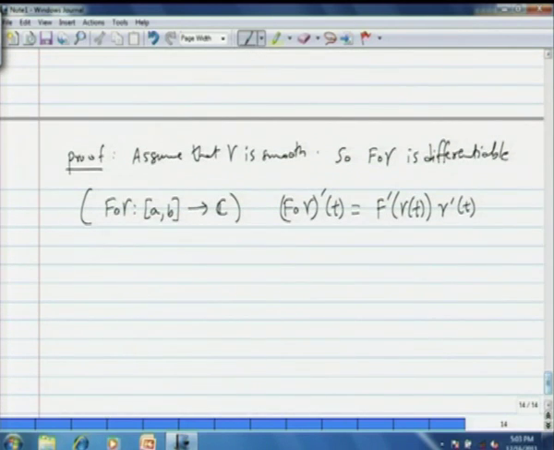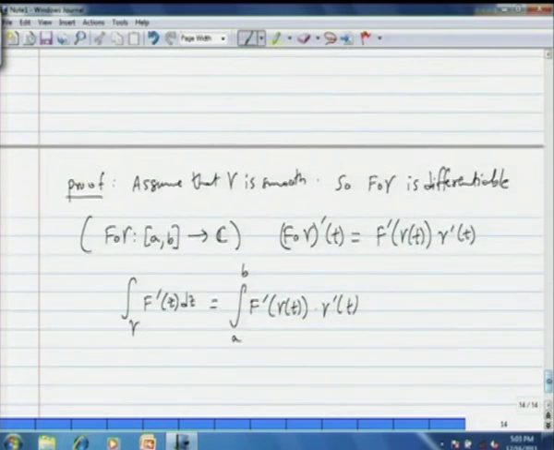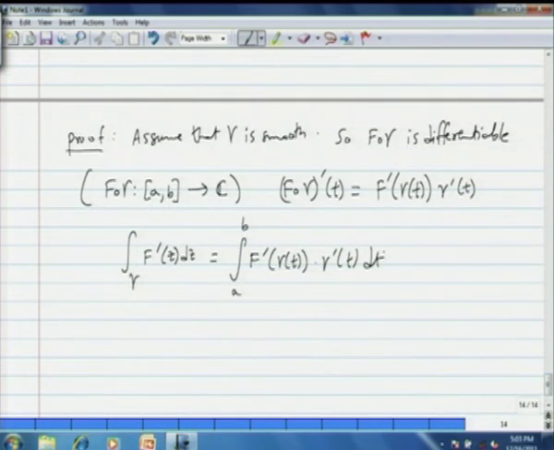Okay. So, in order to compute the contour integral over gamma of f prime of z dz on the contour gamma, we need to use the definition. This is integration from a to b of f prime of gamma of t times gamma prime of t dt. But the integrand is nothing but the derivative of f circle gamma of t. Okay. So, this is the integration from a to b of f circle gamma prime of t dt.